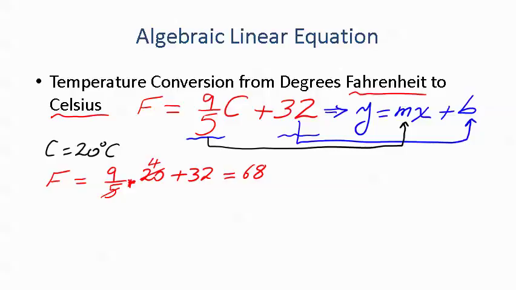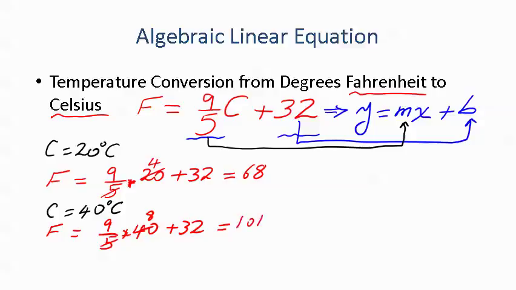What if the temperature in Celsius had been 40 degrees? The corresponding temperature in Fahrenheit will be 9 over 5 times 40 plus 32. So what we find here is that the corresponding temperature is 72 plus 32, which is 104 degrees Fahrenheit.